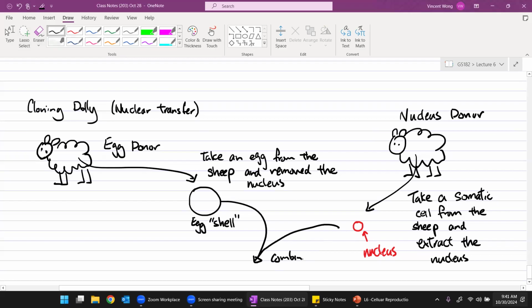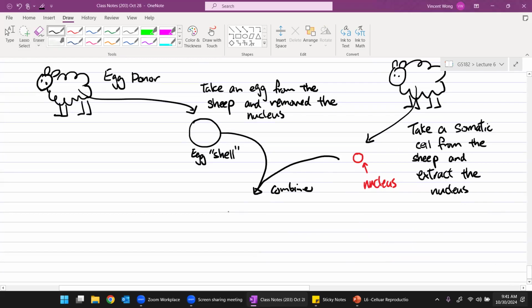Combined. And there we have a fertilized egg now. But no male was involved in this process, right? It's fertilized because it has a full set of chromosomes. But the whole set of chromosomes is donated by the nucleus donor. You understand? There's no male sheep involved here. So two sheep so far.